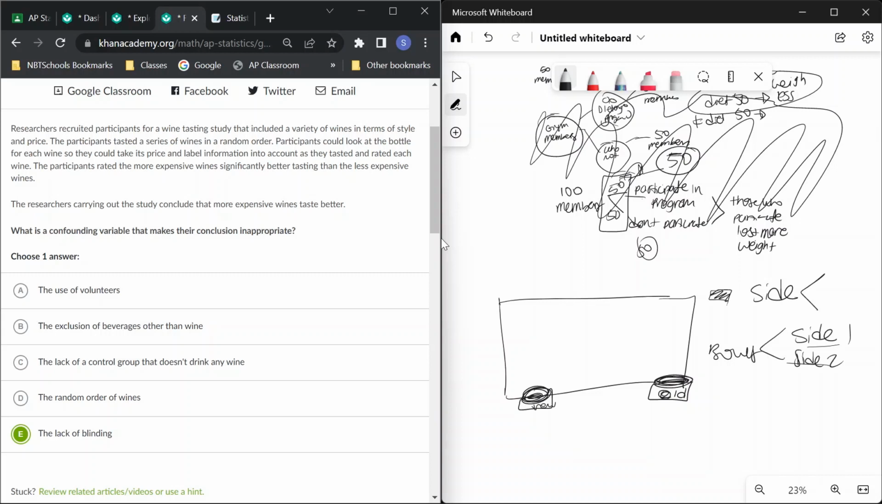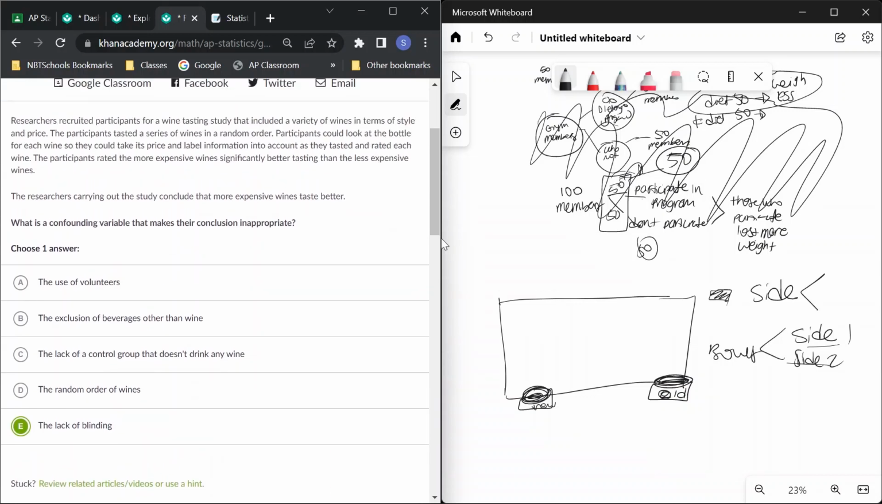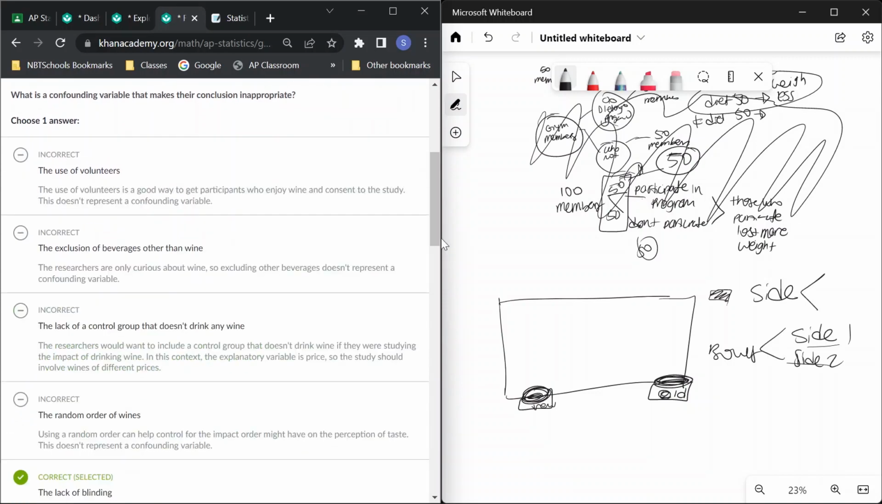That's like, yeah, what? Maybe it's that one, or maybe it's the use of volunteers, because researchers recruited participants who volunteered. So it's definitely not, it's literally not even an experiment. It's not, but yeah.